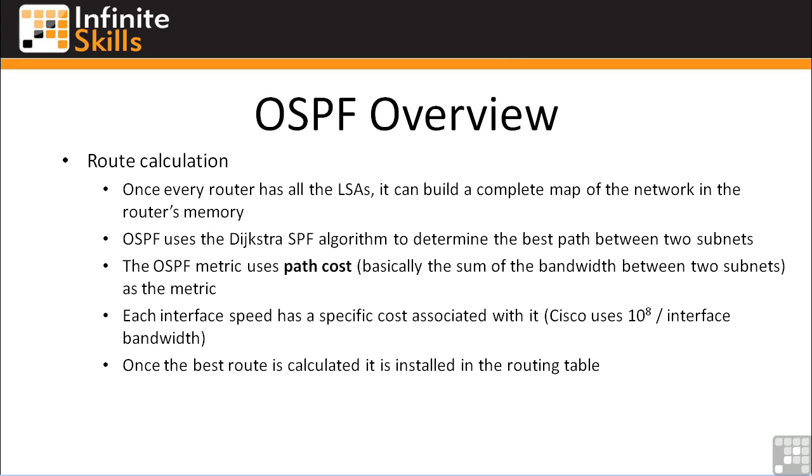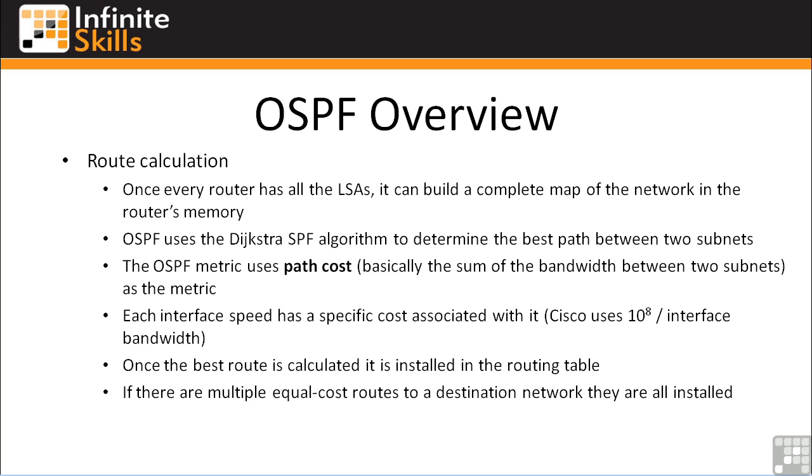Once the best route is calculated, that best route is installed in the routing table, but kind of like EIGRP, OSPF knows that there are other paths to get to the same network, and so if that main path fails, it can recalculate the link state database and start using the other path immediately because it knows about the entire network topology. It doesn't have to go out and search for a better route.